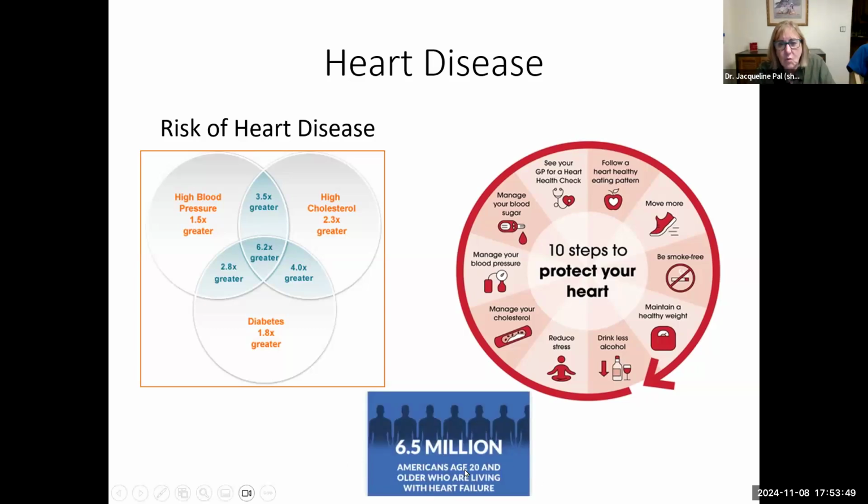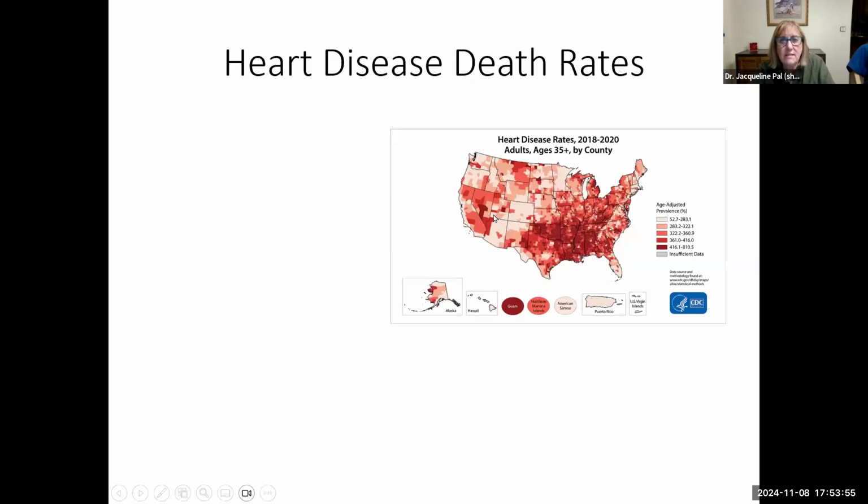6.5 million people aged 20 and older are living with heart failure. Don't become one of them. Here are the death rates for heart disease. Yes, the South has high blood pressure, but look at California. Not so great, are we?